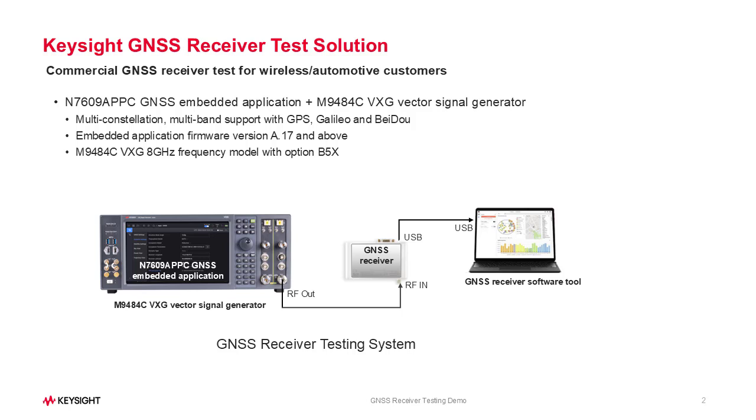The GNSS receiver testing system consists of the M9484C VXG vector signal generator, the N7609APPC GNSS embedded application, a real GNSS receiver, and receiver software tool running on the PC. The GNSS application runs on the M9484C VXG. It can simulate multi-constellation and multi-band GNSS signal generation in real-time control mode. The receiver connects to the signal generator via the RF cable, and you can view the test results using the receiver software tool.